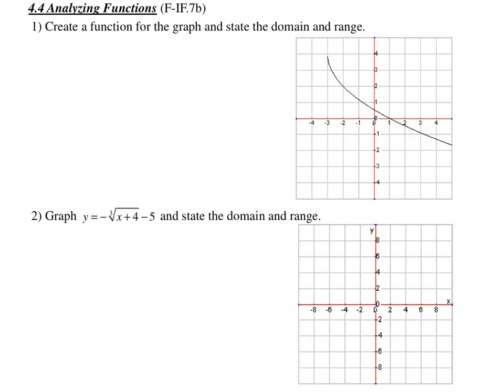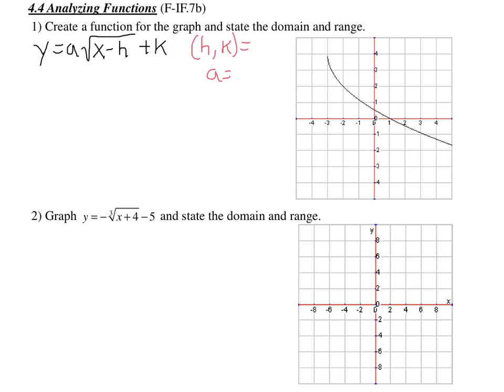For number 1 here, create the function and state the domain and range of this graph. Can you tell that this graph is a square root graph? The equation for a square root graph is y equals a times the square root of x minus h, plus k. So before we figure this out, we have to figure out what h, k is and what a is.